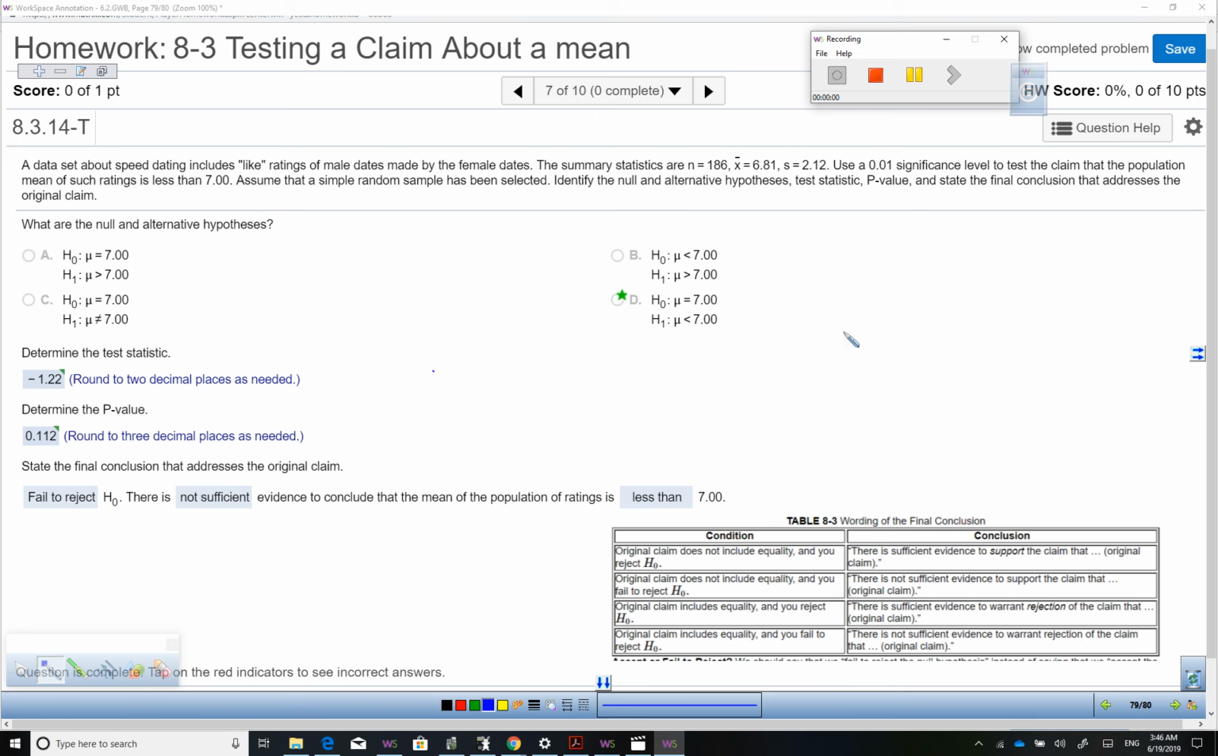Okay, this is problem number 7 on chapter 8, section 3. I will show you how to do this problem the long way and the short way. So, first of all, you need to read and identify the null hypothesis and the alternative hypothesis.